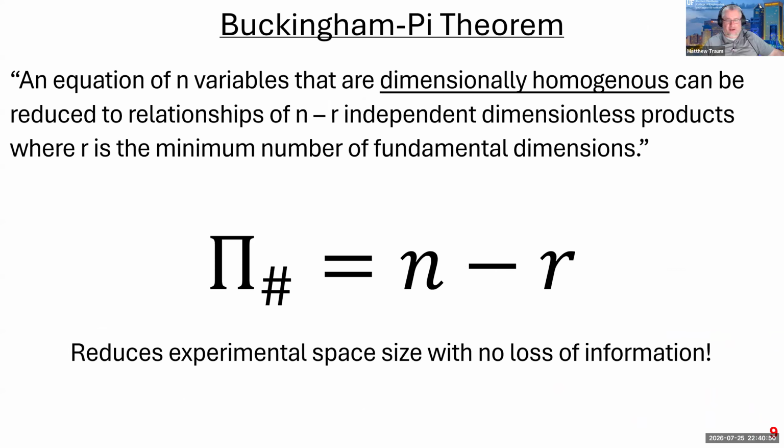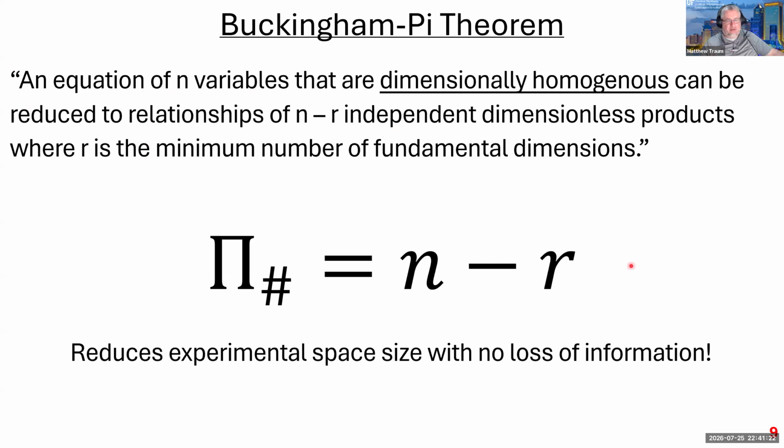If you have a complicated system with a lot of variables, the best way to deal with those variables, to simplify and process them, to make the problem more tractable, is to apply the Buckingham pi theorem and just non-dimensionalize everything, right? Just as a quick reminder, an equation of n variables that are dimensionally homogeneous can be reduced to relationships of n minus r independent dimensionless products, where r is the minimum number of fundamental dimensions. That is the foundational statement of the Buckingham pi theorem.